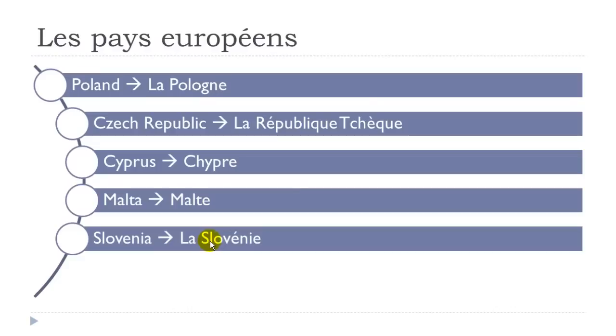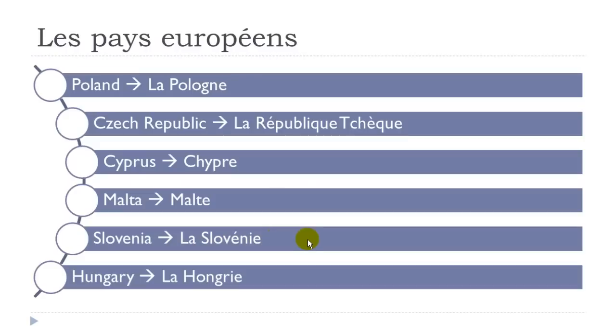La Slovénie. Remember, you get this E accent aigu here. It's E, E. Slovénie. Final E, as usual, not pronounced. La Slovénie. Okay? La Hongrie. So remember, H doesn't exist, so you don't pronounce it. So it starts with O-N, on, on, and then gris, gris, final E, not pronounced. La Hongrie. La Hongrie. Okay?